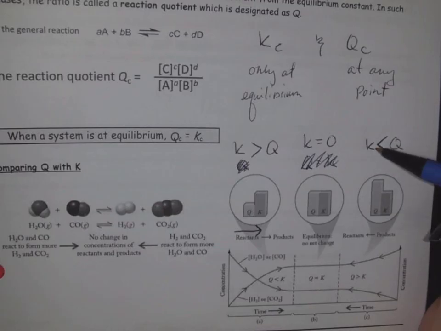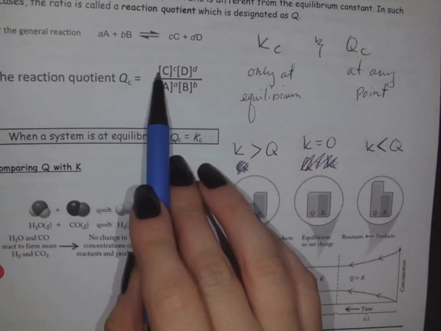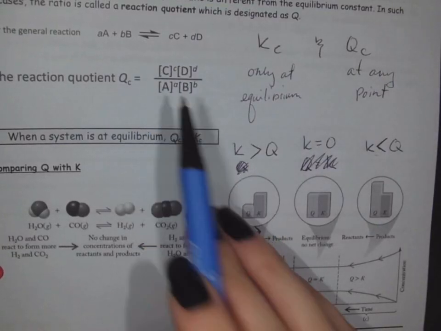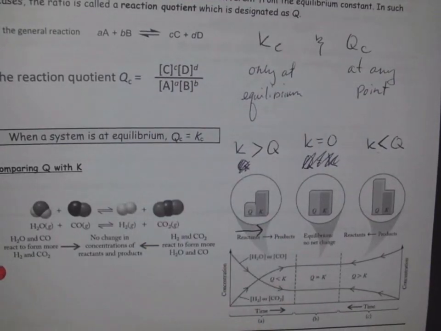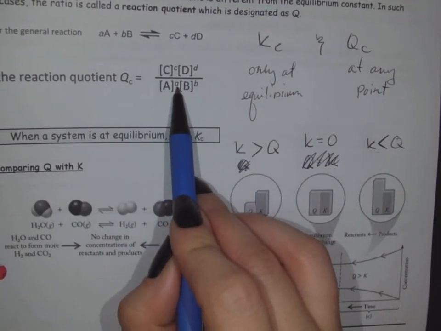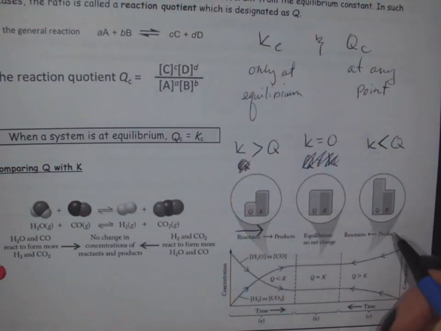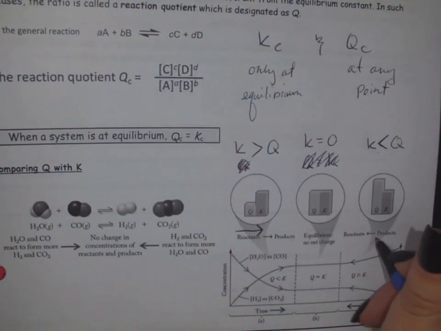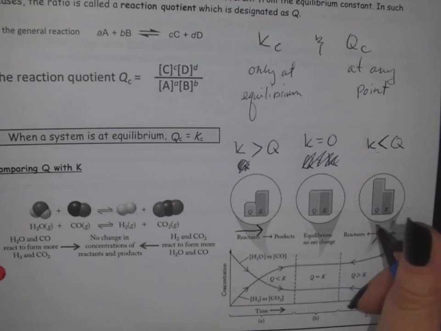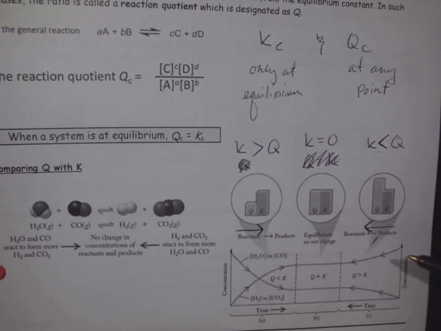Q is going to decrease until it equals K because it's trying to get to equilibrium. So if Q wants to get smaller, then we need to have more reactants and less products. And if we're making more reactants, that's favoring the reverse reaction. And so that's what happens to get to equilibrium. Here's our alligator. We're going to favor the reverse reaction.